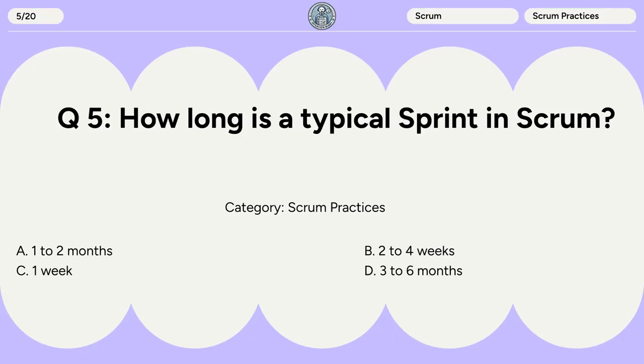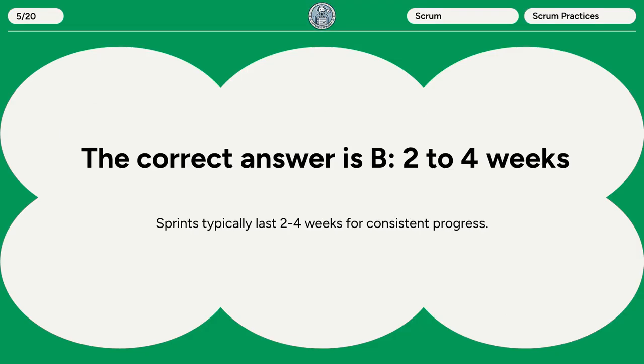Question 5. How long is a typical sprint in Scrum? A. 1 to 2 months. B. 2 to 4 weeks. C. 1 week. D. 3 to 6 months. The correct answer is B. 2 to 4 weeks. Sprints typically last 2 to 4 weeks for consistent progress.